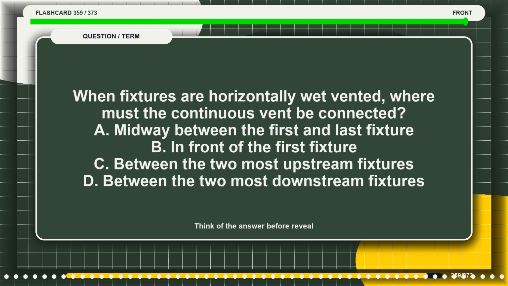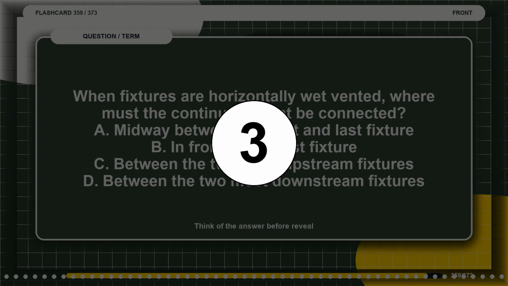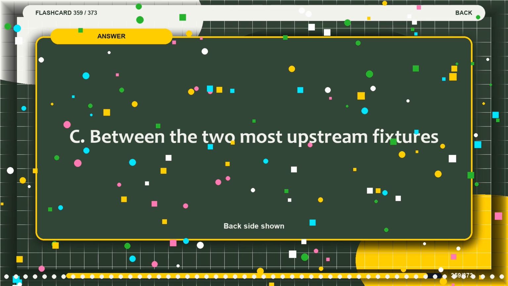Flashcard 359. When fixtures are horizontally wet vented, where must the continuous vent be connected? A. Midway between the first and last fixture. B. In front of the first fixture. C. Between the two most upstream fixtures. D. Between the two most downstream fixtures. Think of the answer before the reveal. The answer is C. Between the two most upstream fixtures.